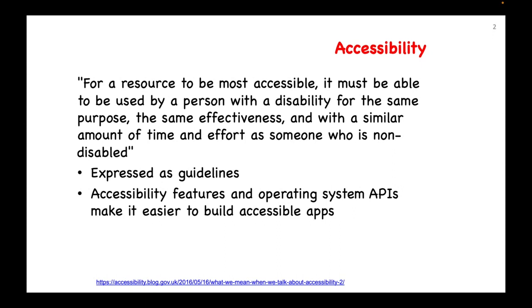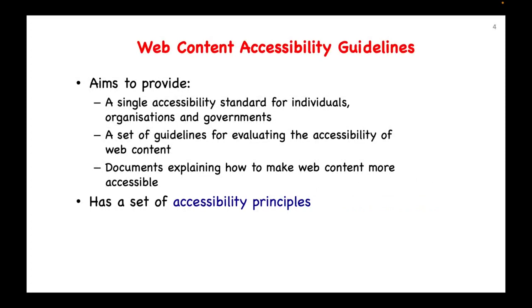Things are getting easier for us because modern operating systems and operating system APIs do make it easier to build accessible apps. So the key thing here is the WCAG guidelines, the Web Content Accessibility Guidelines. This is a working group of the World Wide Web Consortium, essentially a bunch of pretty motivated and clever people who sat down and came to a big consensus about what was important.